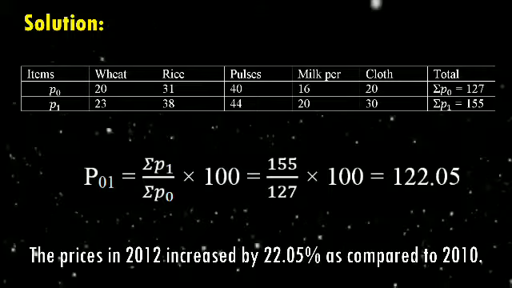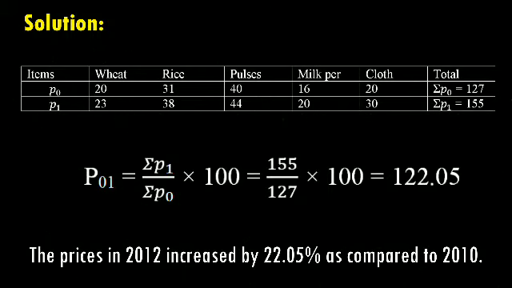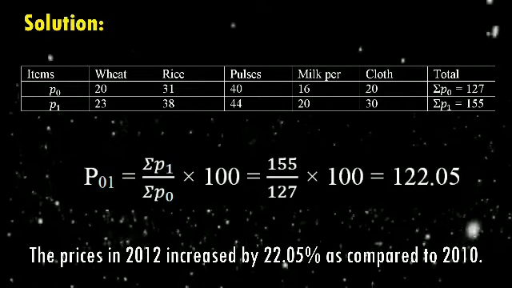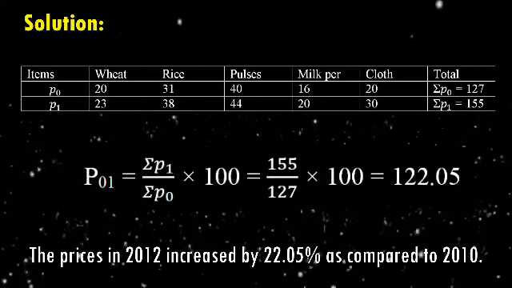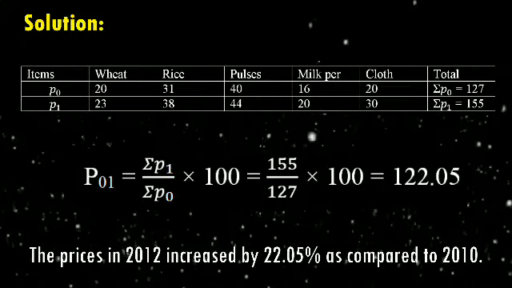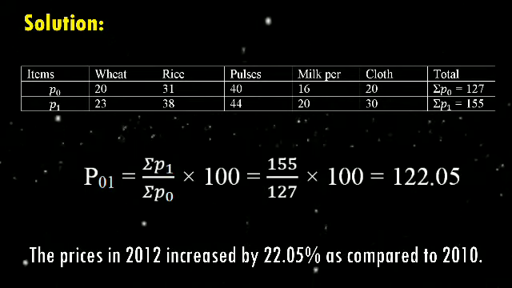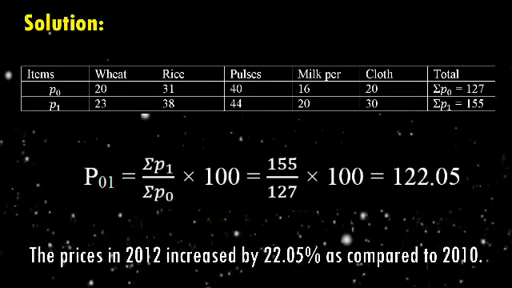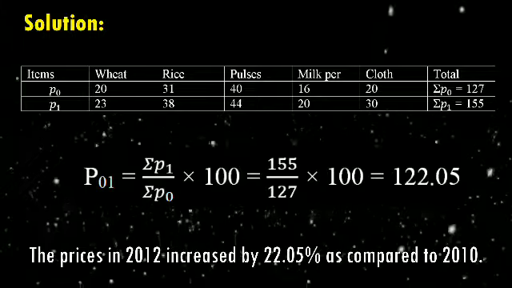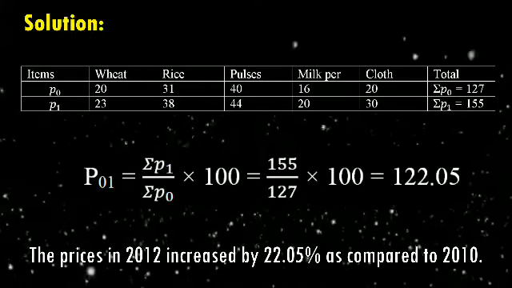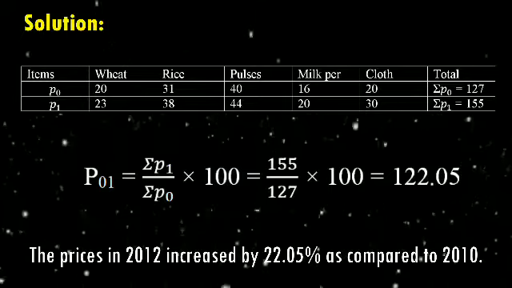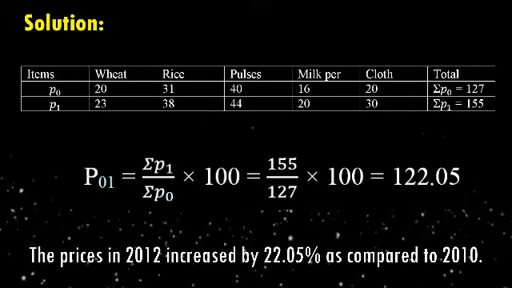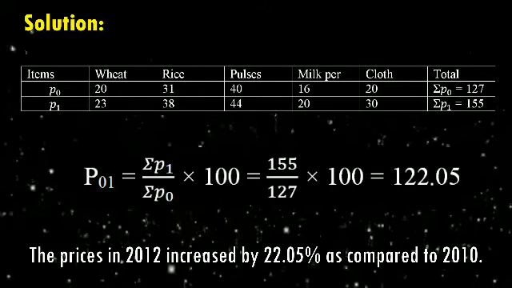So items, under that wheat, rice, pulses, milk and cloth, and the last row is kept to find the total value, sum total values. Second column, instead of writing price for the year 2010, use the notation, since it is price value, small letter p, for the base year 0. So P0, and copy all the data. So P0 values 20, 31, 40, 16 and 20, and find the sum total of that. In order to substitute in the formula, you should find sigma P0, the sum total of P0 values.